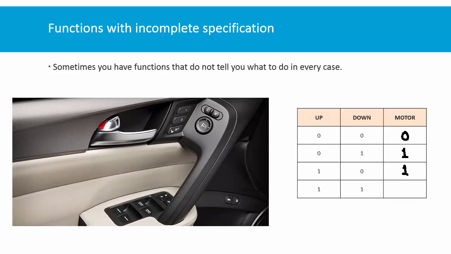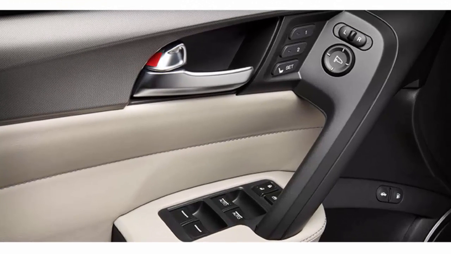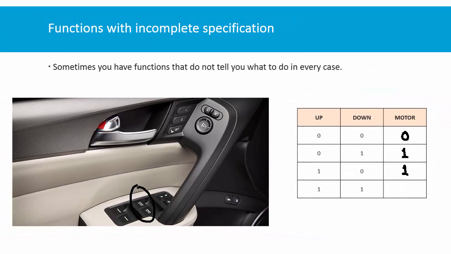Now the question is, what happens if both up and down directions are pressed? Well, in this type of switch, we cannot generate both inputs at the same time, because physically it's impossible to press the up switch and the down switch from the same window at the same time. So this particular combination, in theory and actually in reality, is never going to happen. So if it is never going to happen, what should I do with this combination?